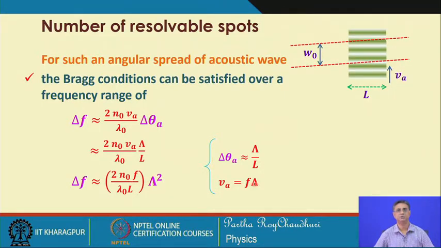Here we have used the relation V a equal to f into lambda and delta theta a equal to capital lambda by L, which has come into this expression. So, this is the most useful expression for the designer of an acousto-optic, Bragg-type deflector.